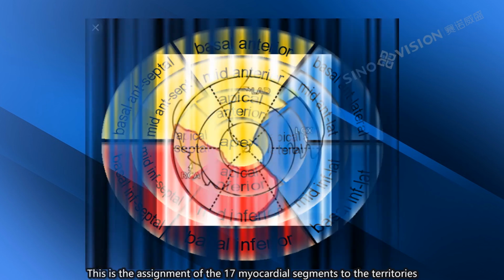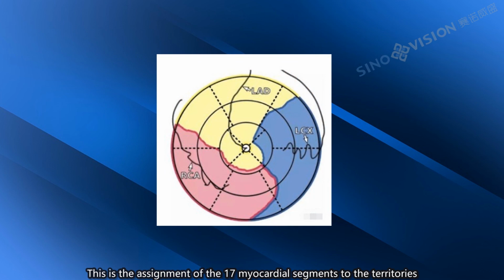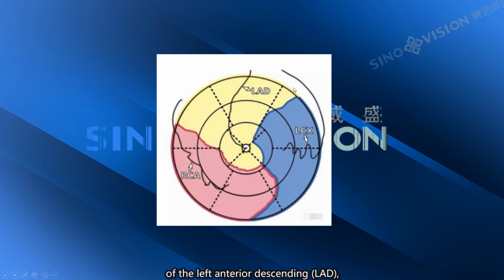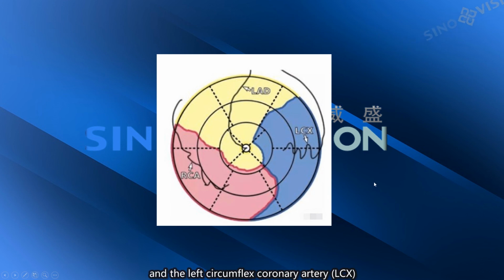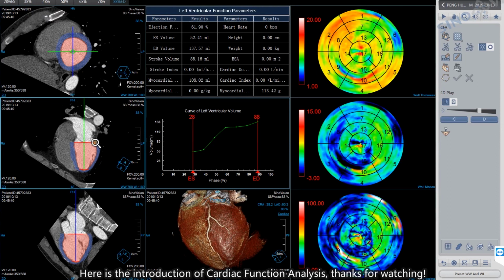This is the assignment of the 17 myocardial segments to the territories of the left anterior descending LAD, right coronary artery RCA, and the left circumflex coronary artery LCX. Here is the introduction of cardiac function analysis.